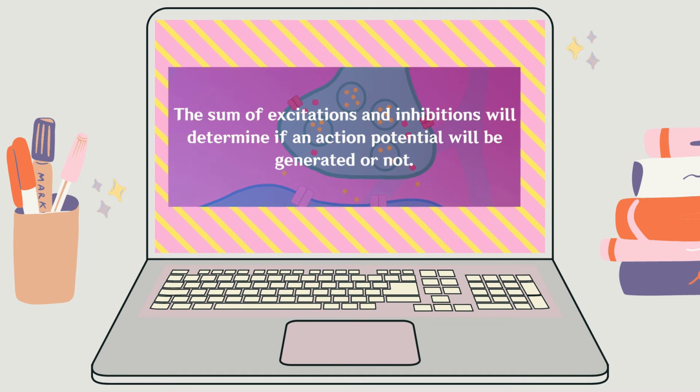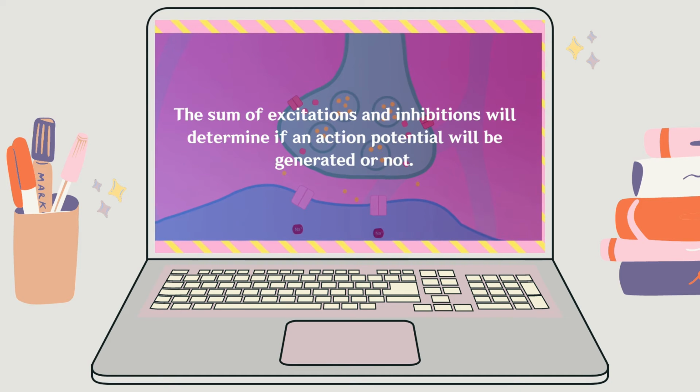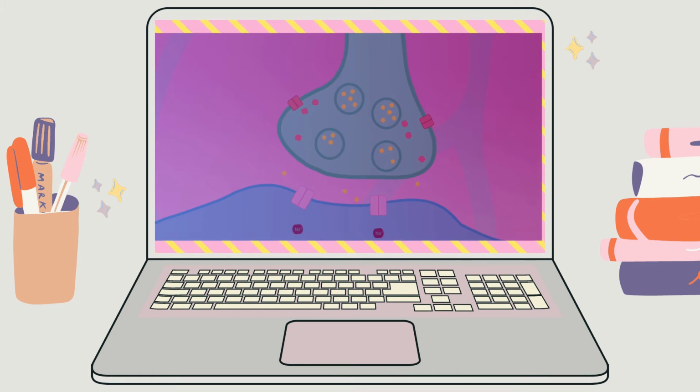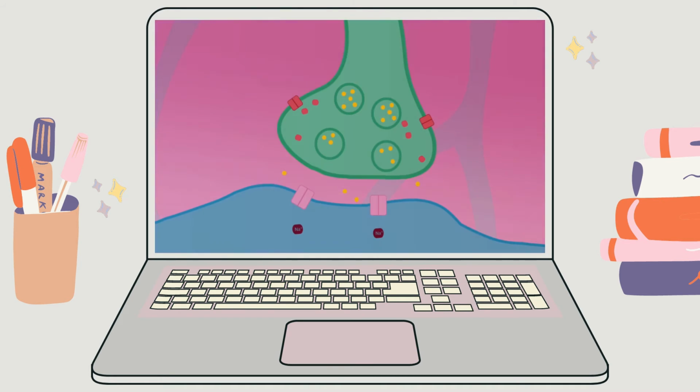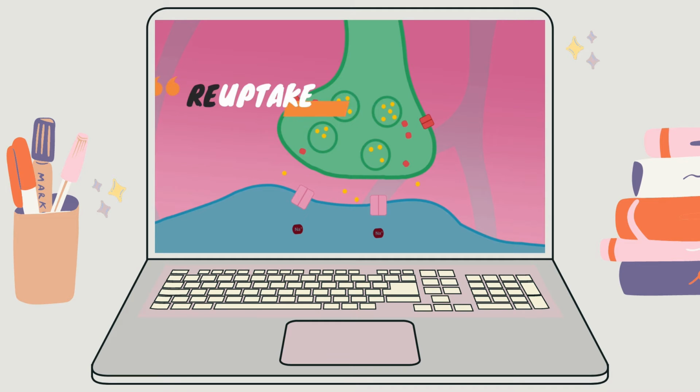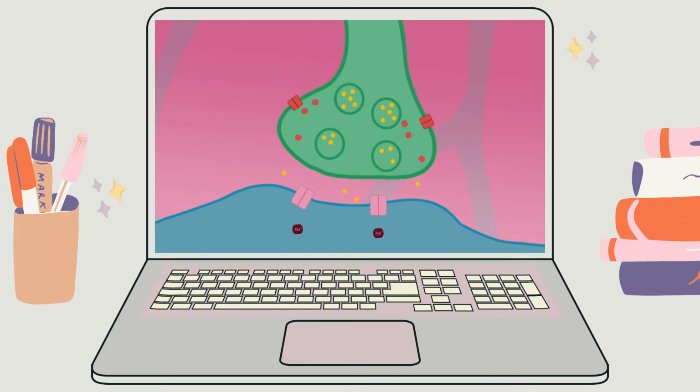The sum of excitations and inhibitions will determine if an action potential will be generated or not. When the threshold is reached, an action potential in the axon of the postsynaptic neuron is triggered. After this, the neurotransmitters get dealt with in various ways. Some undergo reuptake by getting absorbed by the presynaptic neuron, some are degraded by enzymes, and some are diffused away from the synapse.